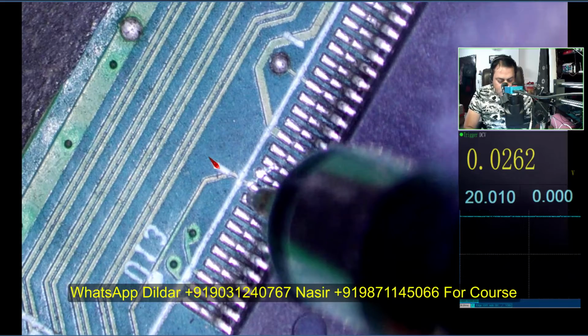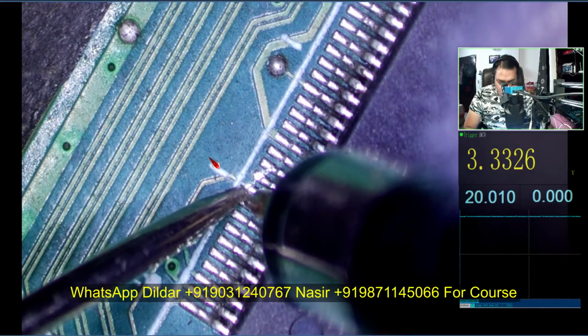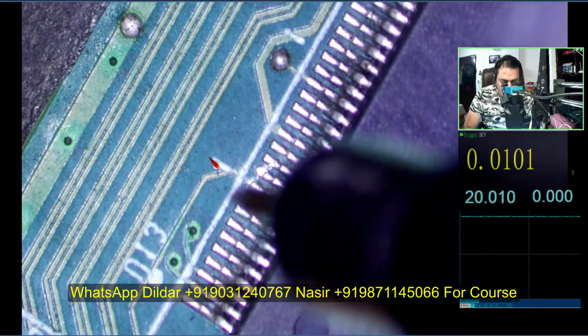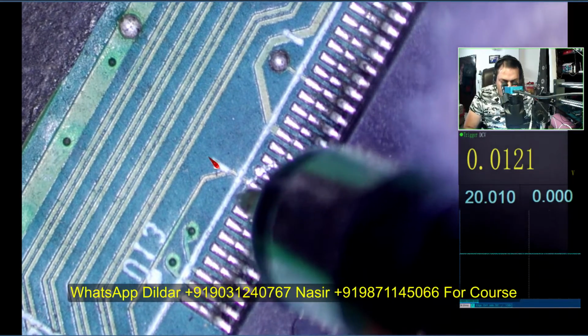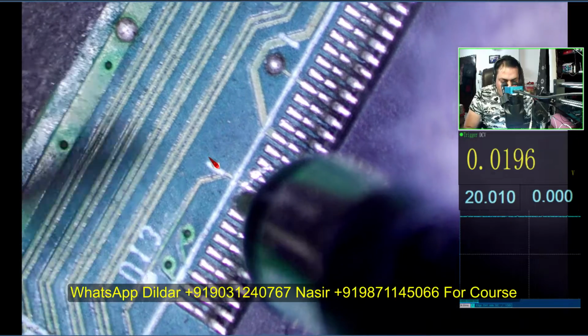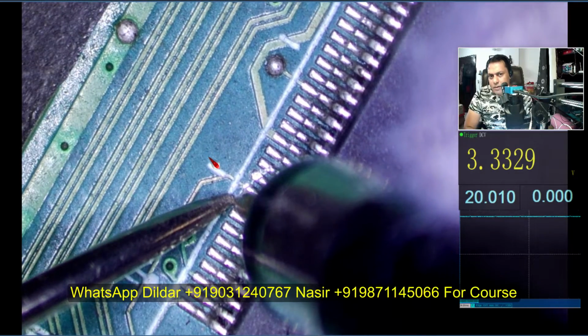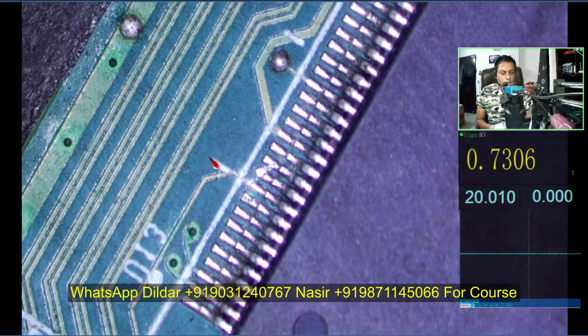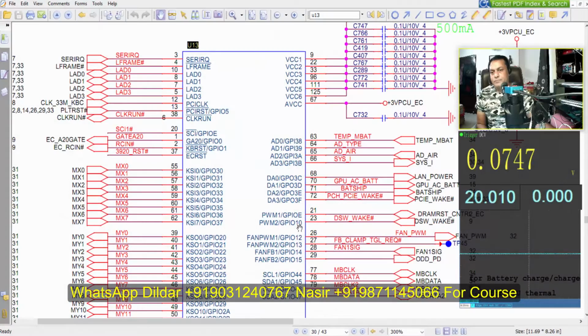Also let me check it with the multimeter. Voltage, 3.3 volt. Okay, pin 9, multimeter and DSO both. Okay, it is very stable. Now we have to check the reset pin.